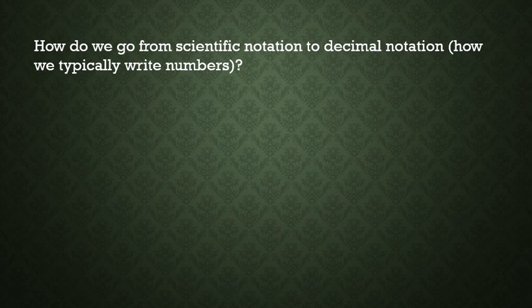Now, how can we go the opposite way? How can we go from scientific notation to decimal notation? And just for clarity, decimal notation is how we typically write our numbers. 0.12345 or 15,700,500, something like that. Just how we commonly write our numbers.